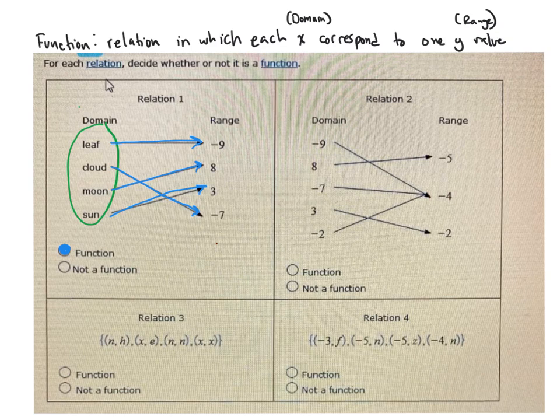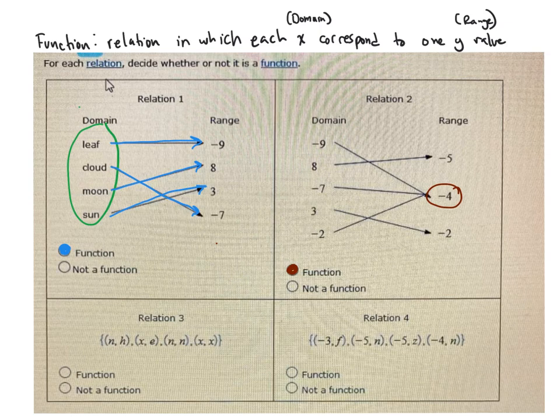So really what you're looking for is, does any domain go to more than one? So this one, 9, that's fine. 8 goes to -5, -7 goes to -4, 3 goes to -2, -2 goes to -4, so this is a function. Now, even though they all go to -4, that's okay, because each x, each domain, can only go to one y. It doesn't say they can't go to the same y, but each domain can't go to different y's. So you just don't want repeated x's to different y's.